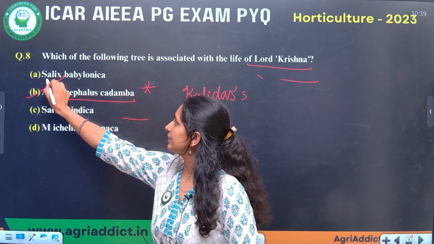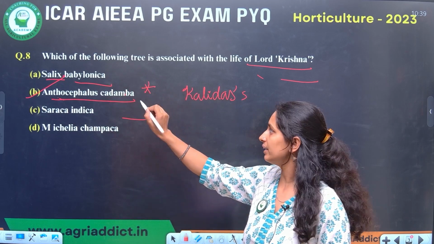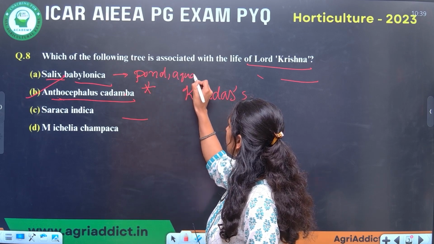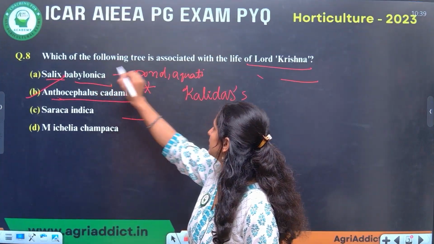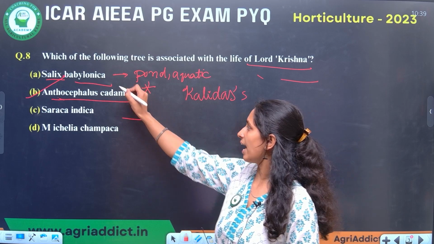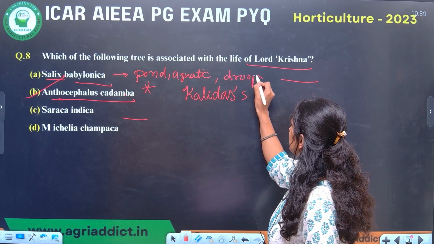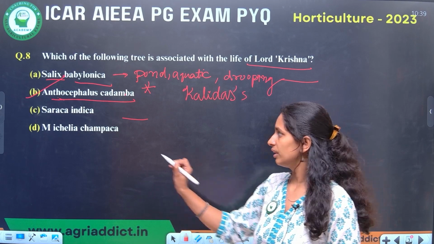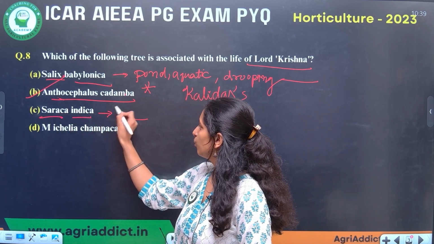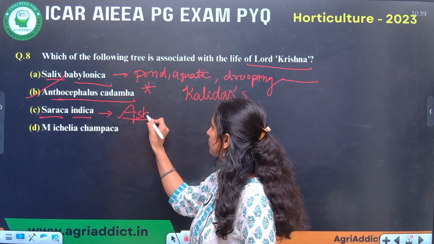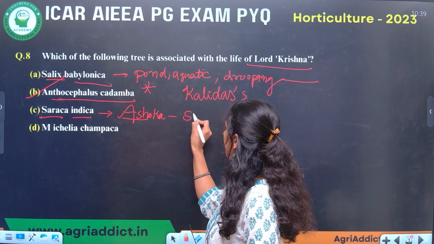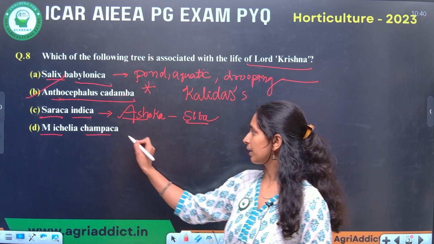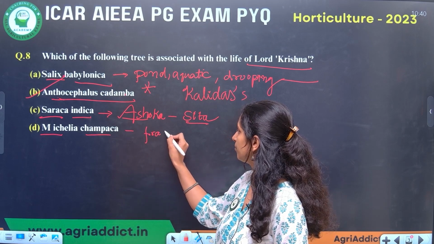And about the other trees, Salix babylonica is also an important tree. It is mainly grown near ponds and in aquatic environments, meaning it can tolerate a high water table, and it also has a drooping nature. Sometimes they ask which of the following trees has a drooping nature; that is mainly Salix babylonica and bottle brush tree. Saraca indica is also called the Ashoka tree, and it is related to Sitama. Then Michelia champaca is a fragrant tree; essential oils are extracted from the champaka.